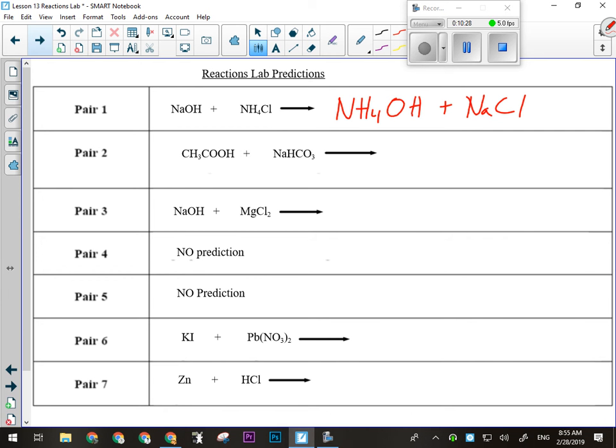Next pair. This is a weird chemical. Because it's a weak acid, it is written backwards. Realistically, because it is an ionic compound, it should be written like this: HCH3COO. This is the plus and this is the minus. The CH3COO is called acetate. So this stuff is acetic acid, commonly known as vinegar.